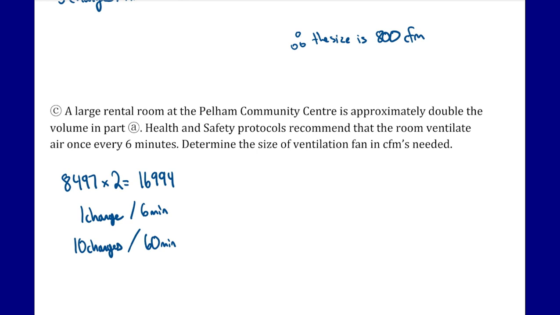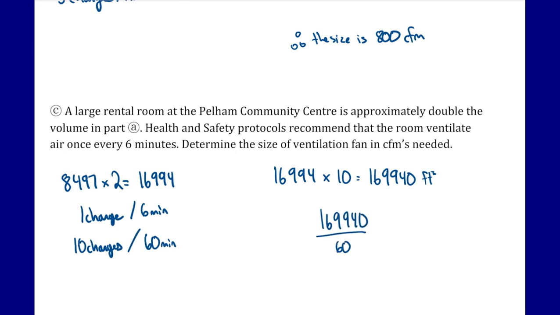Now I'm going to go through the same steps. I know how many changes there are per hour, so I'm going to take my volume of the room, multiply it by 10, and get 169,940 cubic feet per hour. Essentially, that's how many cubic feet there are going to be. I take that amount, 169,940, divide it by the 60 minutes in an hour, and that gives me 2,832 CFM. So this fan has to clear 2,832 cubic feet per minute to match these standards or protocols.